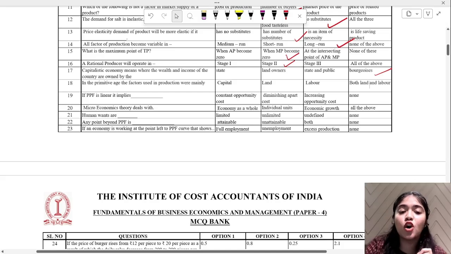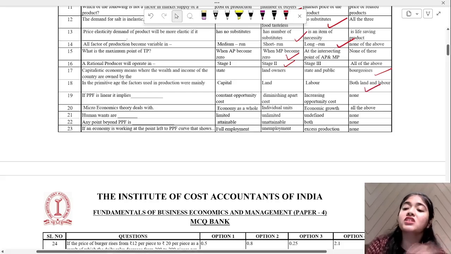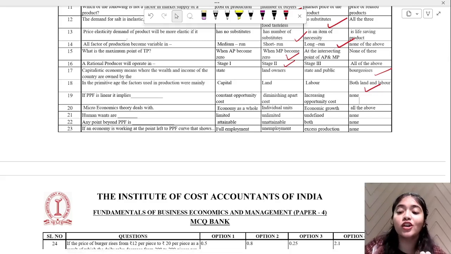In the primitive age, the factors used in production were mainly capital, land, labor, or both land and labor. Yes, in the initial primitive age, both land and labor were there. They were mainly used because capital was something which was coming and going. In PPF, if PPF is linear, it implies what? Constant opportunity cost, diminishing opportunity cost, increasing opportunity cost, or none? Yes, that's correct. Constant opportunity cost. If the PPF is linear, it implies that there is constant opportunity cost being incurred.